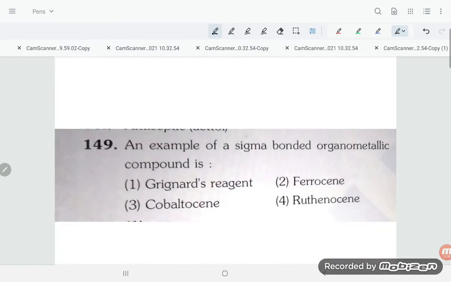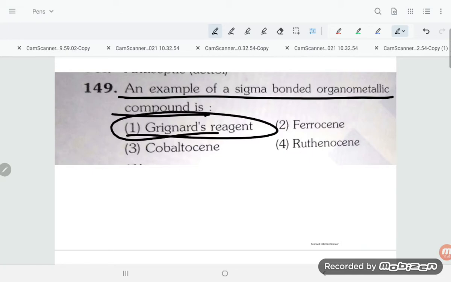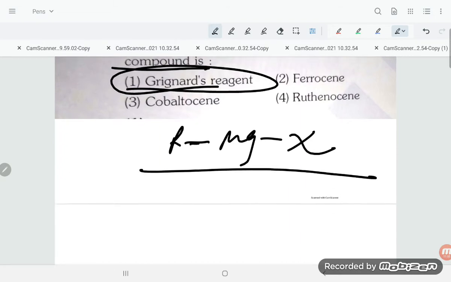Next one, question number 149. An example of a sigma bonded organometallic compound. The organometallic sigma bonded reagent is itself RMgX. So this is the organometallic compound and there is a sigma bond there, so our answer is 1.